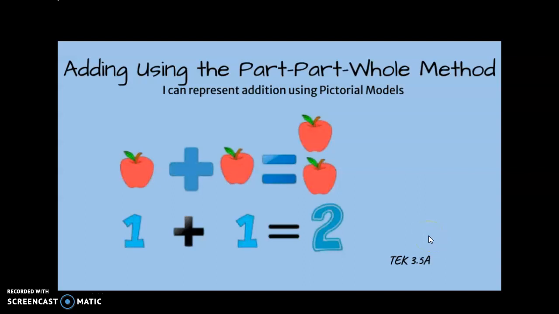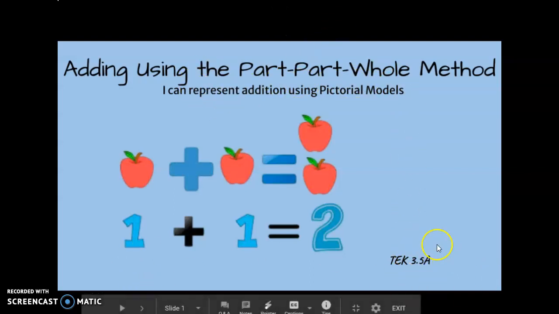Hi students, today we will be adding using the part-part-whole method. So our goal today says I can represent addition using pictorial models. We are in TEK 3.5a for this.